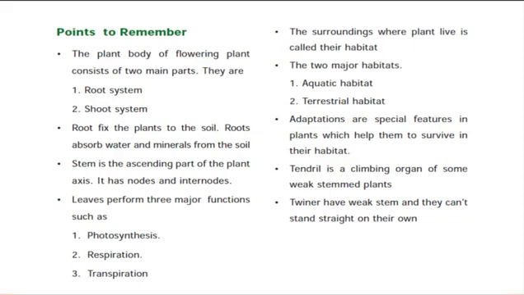The surroundings where plants live are called their habitat. The two major habitats are aquatic habitat and terrestrial habitat. Adaptations are special features in plants which help them to survive in their habitat. Tendril is a climbing organ of some weak-stemmed plants. Twiners have weak stem and they cannot stand straight on their own.